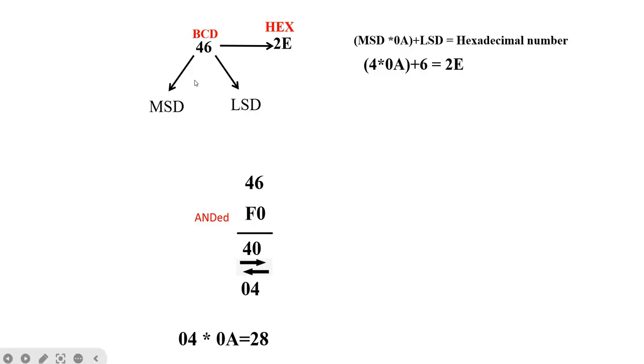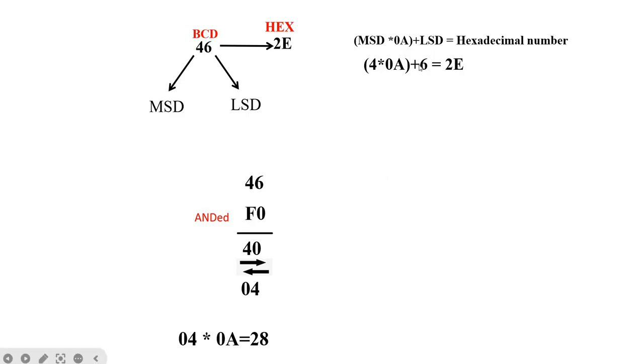So what we have done to extract the most significant digit is, we have taken the number and ANDed it with F0 and got 40. Now we wanted 04, so for that we have swapped the lower nibble and the higher nibble, so we got 04. This 04 we are multiplying with 0A so that we get 28 as the product.